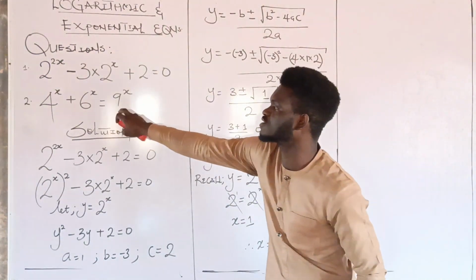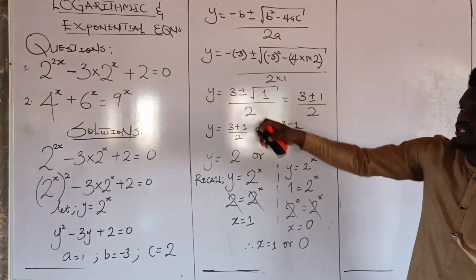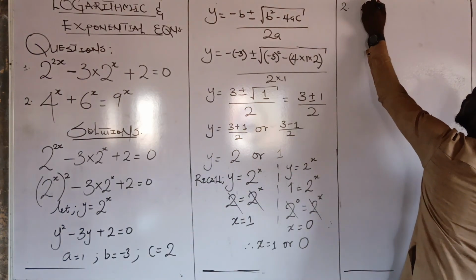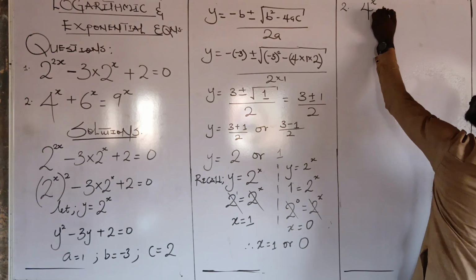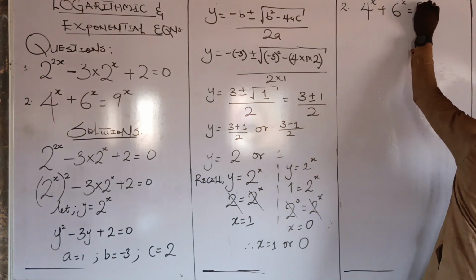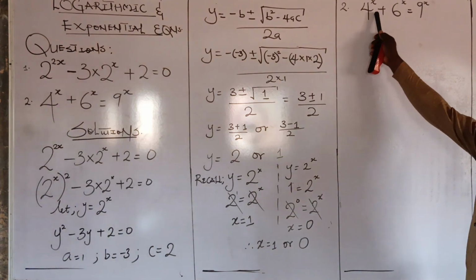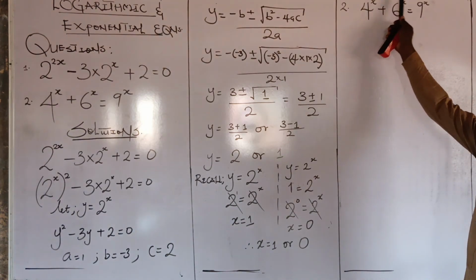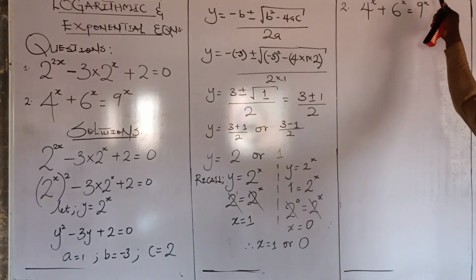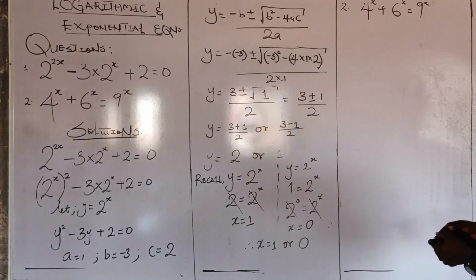Now let's quickly try this other question before we end the class. Very, very simple. We have question 2. We have 4 raised to the power of x plus 6 raised to the power of x equals 9 raised to the power of x. Now what are we going to do here? We are trying to look for the value that will be substituted as x into this equation, and it will give us 9 raised to the power of that number, which is the x that we are looking for.